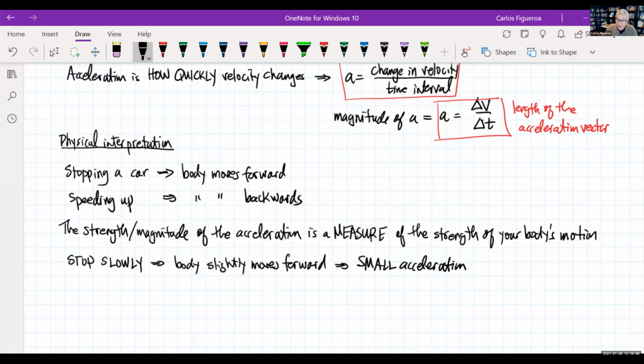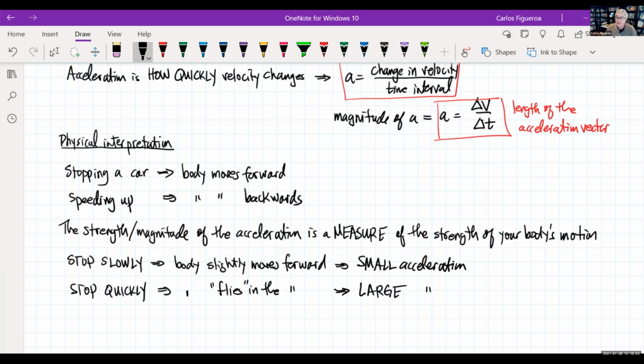However, what happens if you stop quickly? If you slam the brakes on, what does your body do? Your body sort of flies in the forward direction, right? If you're going fast enough, you could go right through your windshield. So in this case, because your body is reacting to that kind of strength, you now have a large acceleration. So think about this in terms of the equation now.